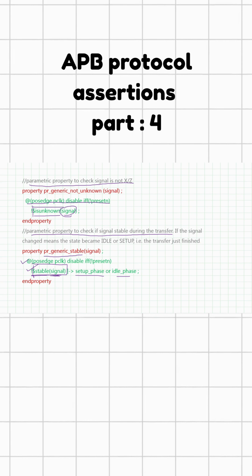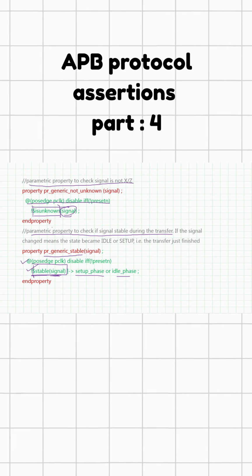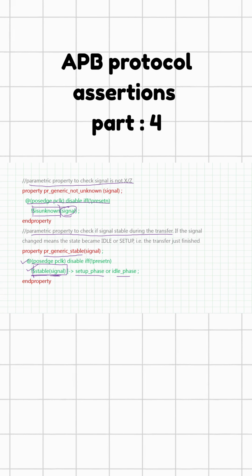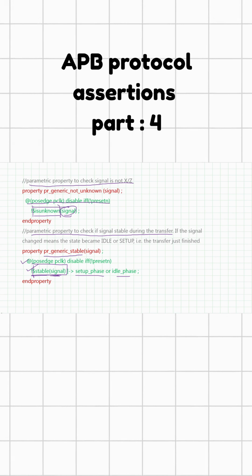So in this part of the video, I just told you about unknown and stable. This type of system task we can use for checking our different signals. So they are simple assertions like $stable(signal), and setup phase or idle phase should be there if the signal is stable.